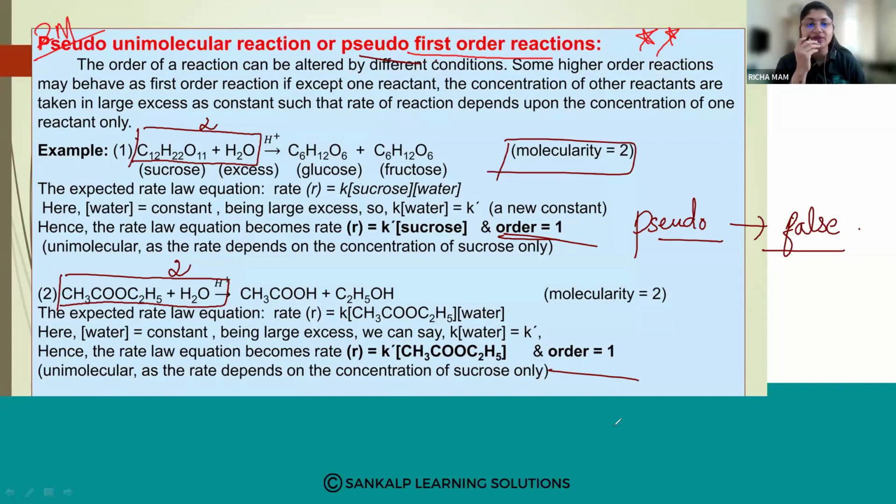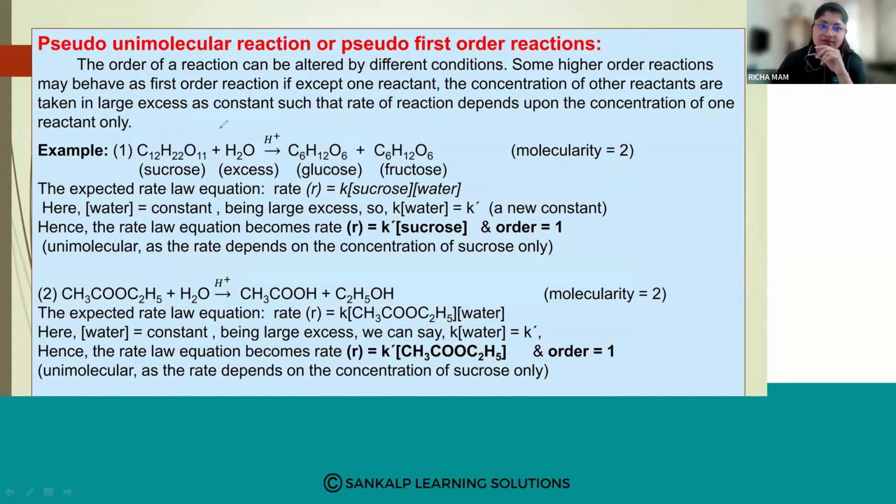What is the definition? One more time, I'll repeat. A reaction in which molecularity is 2 or more, but order is 1, is called a pseudo first order reaction. So what is an example? There are two important examples, very important, so you can study both of these examples. Whenever the question is asked, what is a pseudo first order reaction, give an example, any one of the examples you can write.